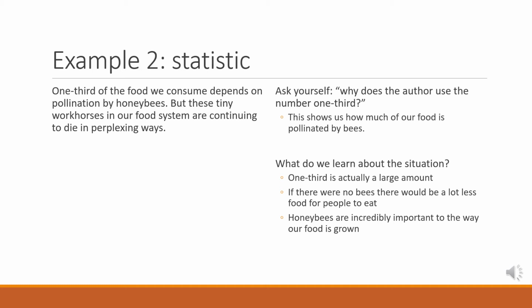I asked myself, why does the author use the number 1/3? And I realized that it shows us how much of our food growing relies on bee pollination. Again, I have to consider the situation. 1/3 is a large amount, even if it doesn't sound like it. Without bees, a lot less fruits and vegetables would be able to grow and many people would go hungry. The number 1/3 helps me understand that bees are very important to the way that the world grows its food.